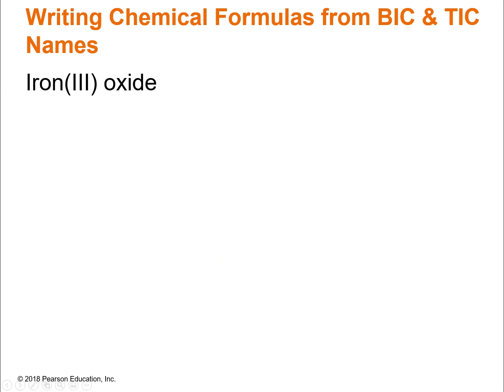Let's do another one. This time, we have iron, and iron is a transition metal. We're already told what the charge of the ion is because using the stock system, there's a 3 in parentheses. So we don't even have to think about it. We already know that's our cation. Does everybody follow on how I figured out the cation? From the name to writing out the symbol.